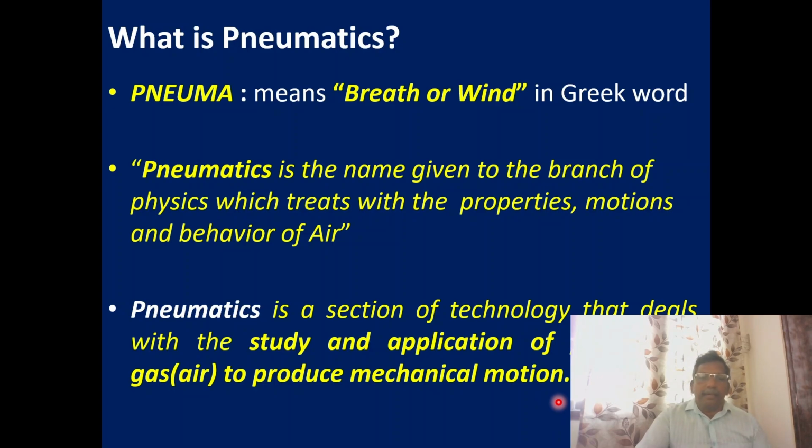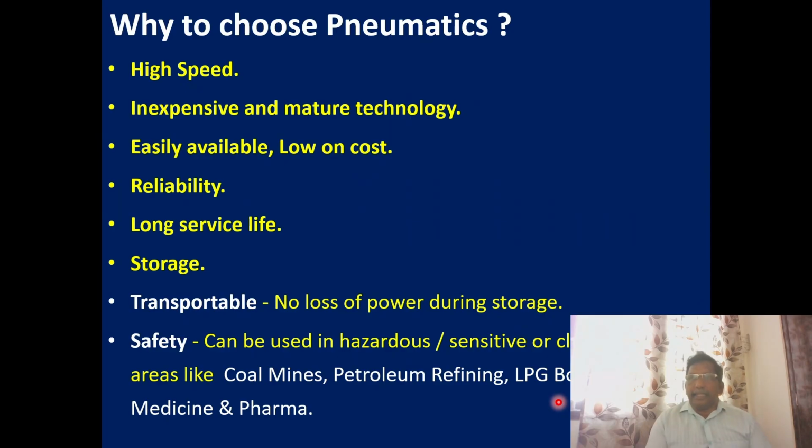So why are we choosing pneumatics? What purpose, and what benefits does it have? Yes: high speed, inexpensive, and mature technology. Also, it is easily available, low on cost, and freely available. You can see plenty of air is available, so you get low cost, reliability, long service life, and storage is also very easy.